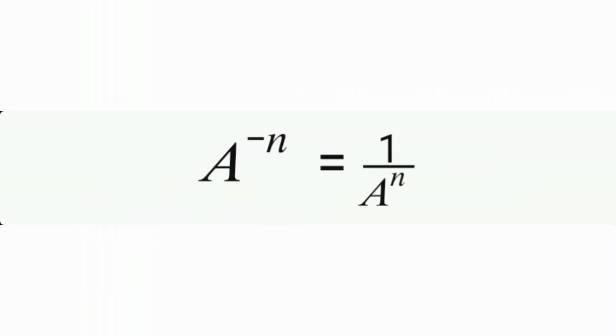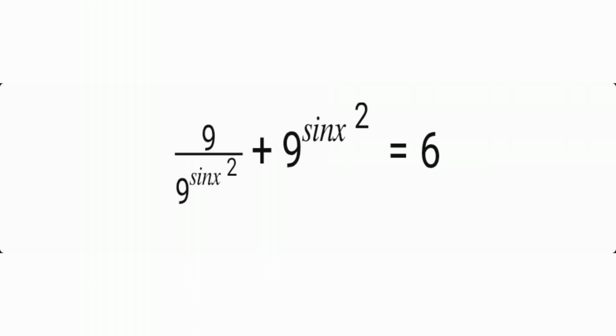Then we apply this other rule. When you have a power negative n, it is the same as taking the reciprocal of a power n. By taking the reciprocal, the index, when it is negative, changes into positive. Our negative sine squared of x is the same as 1 divided by 9 power sine squared of x, plus 9 power sine squared of x is equal to 6. Our equation now simplifies into something manageable.